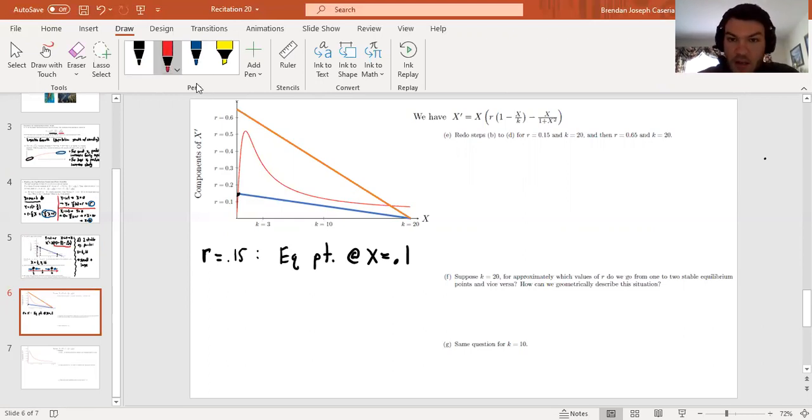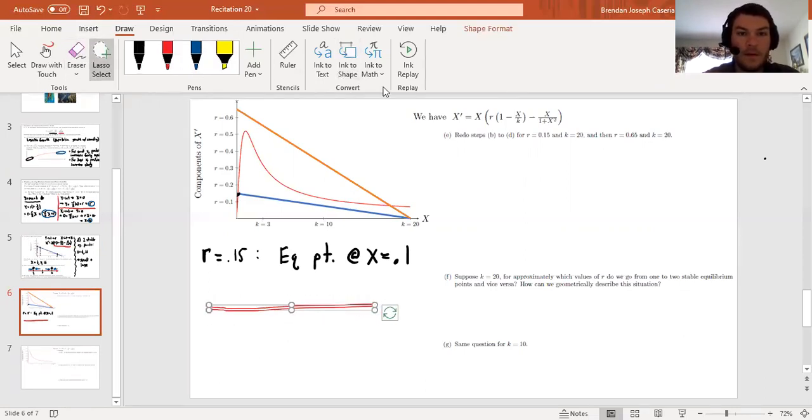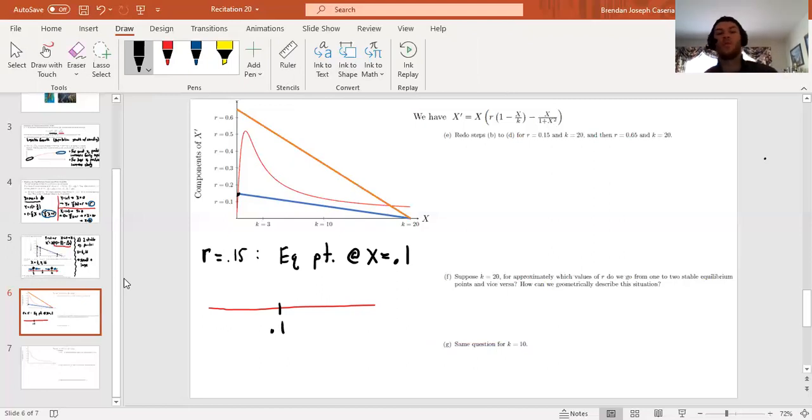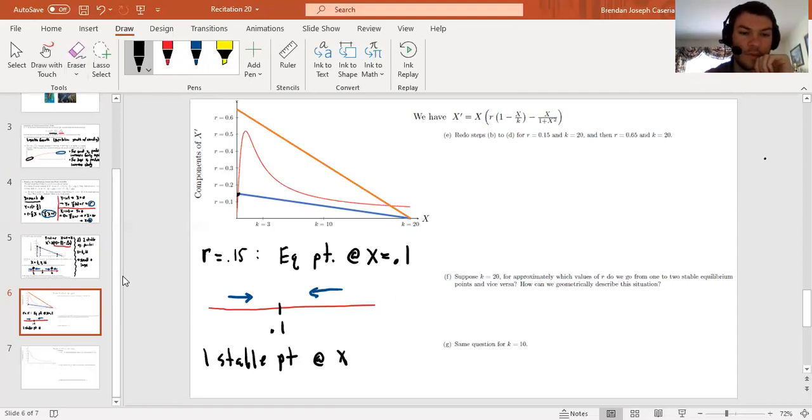If we draw our phase portrait, we have an equilibrium point at about 0.1. To the left of it, the line is larger, and so we're moving to the right. To the right of 0.1, the curve is bigger the whole way through, and so we're moving to the left. We only have the one equilibrium point, so it seems we only have one stable equilibrium point. And that's clearly a very small population.